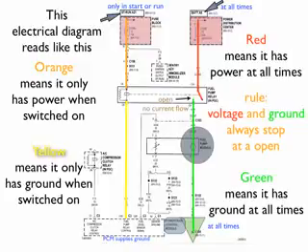If you notice on the right, the red is power at all times. It is not switched on. And the green is ground at all times. It is not switched on. But if something has to be switched on the power side, we color it orange, or if it has to be switched on the ground side, we always color it yellow.